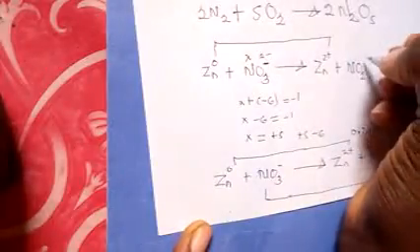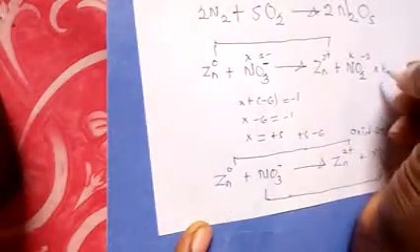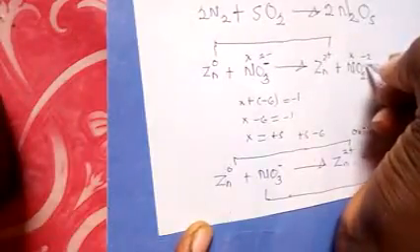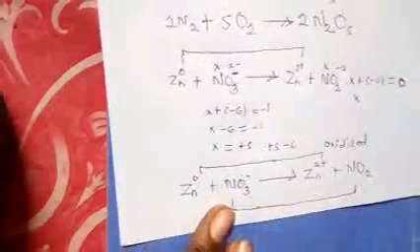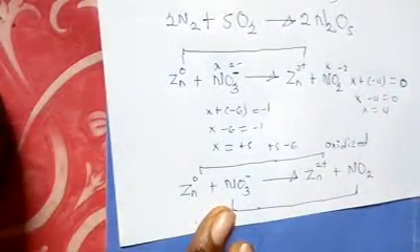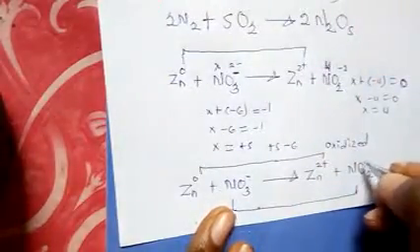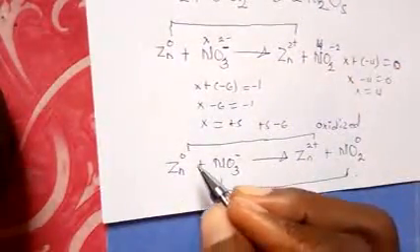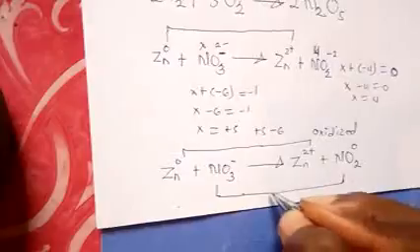Because when we go back to the previous equation, O here is minus 2, and we don't know N. So when you say X plus 2 times minus 2 is minus 4, equal to 0, because there is no sign here, we equal it to 0. It will now be X minus 4 equal to 0. X will be equal to 4. Now when you take this 4 and add it to this 4, you get 0. So on this side is 0 also. So look at this. Zn left from 0 and it went to 2 plus, so it has been oxidized. NO3 left from minus 1 and it went to 0, so it has been reduced.